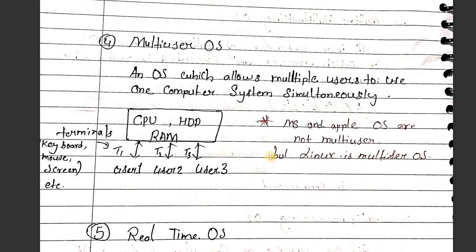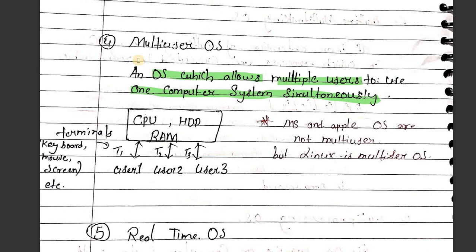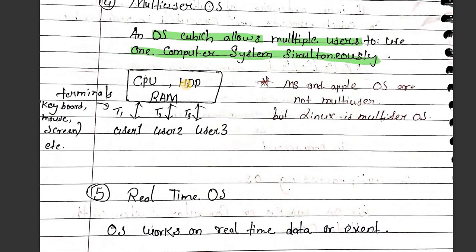Okay? Then the multi-user operating system, an OS which allows multiple users to use one computer system simultaneously. Microsoft and Apple's OS are not multi-user, but Linux is a multi-user OS. Means that Microsoft Windows and Apple's are not multi-user operating systems.